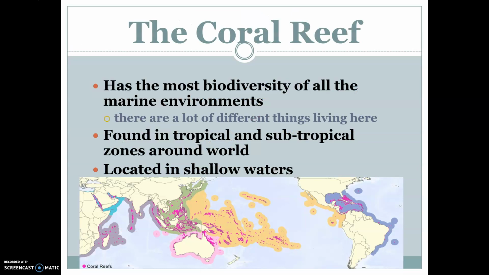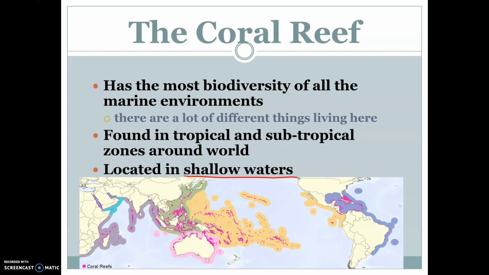So if we look, most of our biodiversity in all of our marine environments is going to be located in these coral reefs. So there are a lot of different things that are going to live here due to the nature of those coral reefs. These are found in tropical and subtropical regions of the world and located in shallow waters. So that's really important. That's what defines it as our coastal habitat here.